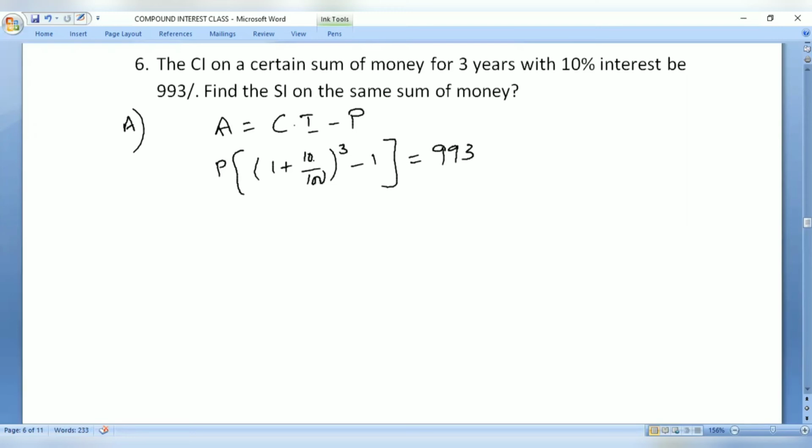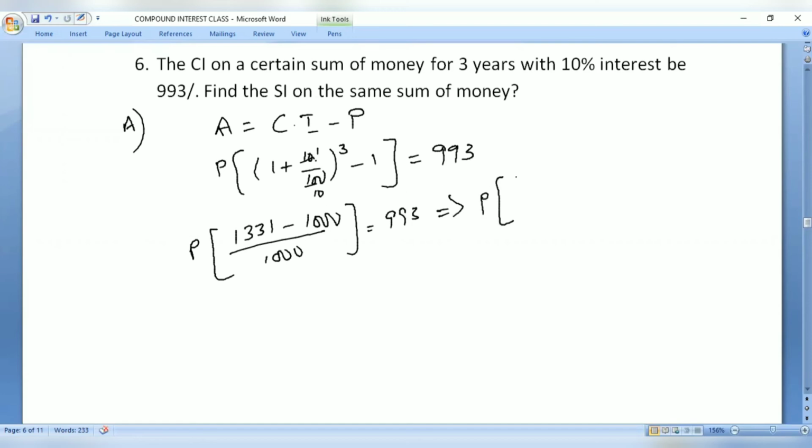Now on simplification, 10 ones are 10, 10 tens are 100. So P multiplied with (10 plus 1) by 10, that means 11 by 10. 11 cube we know is 1331, minus 1000, divided by 10 cube, 1000, is equal to 993. Okay, that means P into 331 divided by 1000 equals 993.